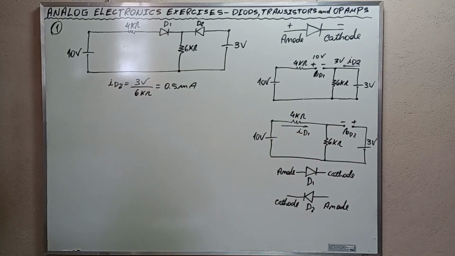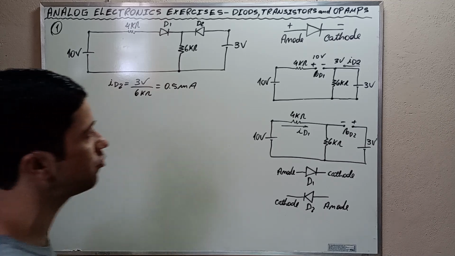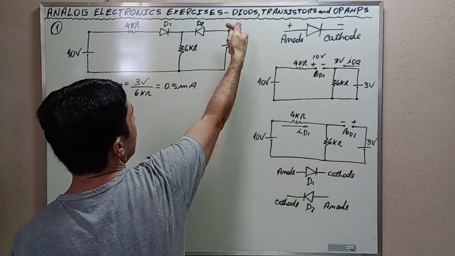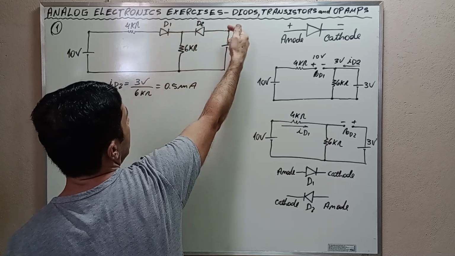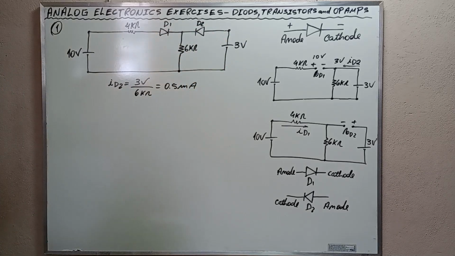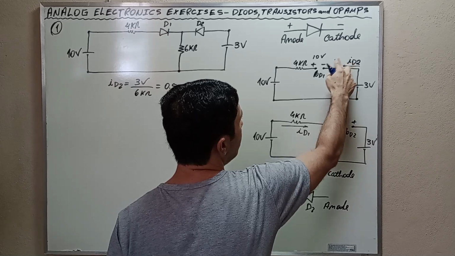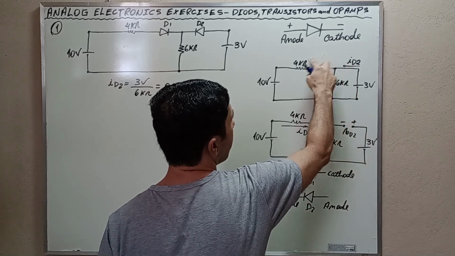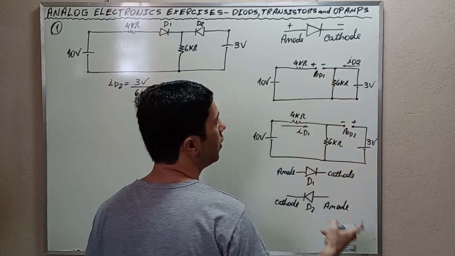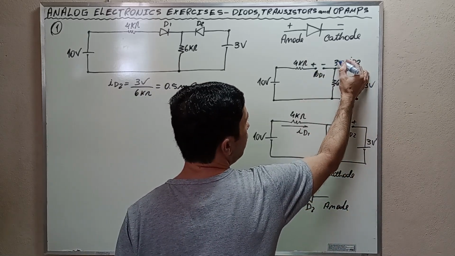Alright my friends, and since the current through D2 is positive, can you see that it goes from the anode to the cathode? The current is positive. Then the assumption that D2 is on seems to be correct. However, since the voltage across the 6 kilo ohms resistor is 3 volts, the voltage here is going to be 3 volts, okay?